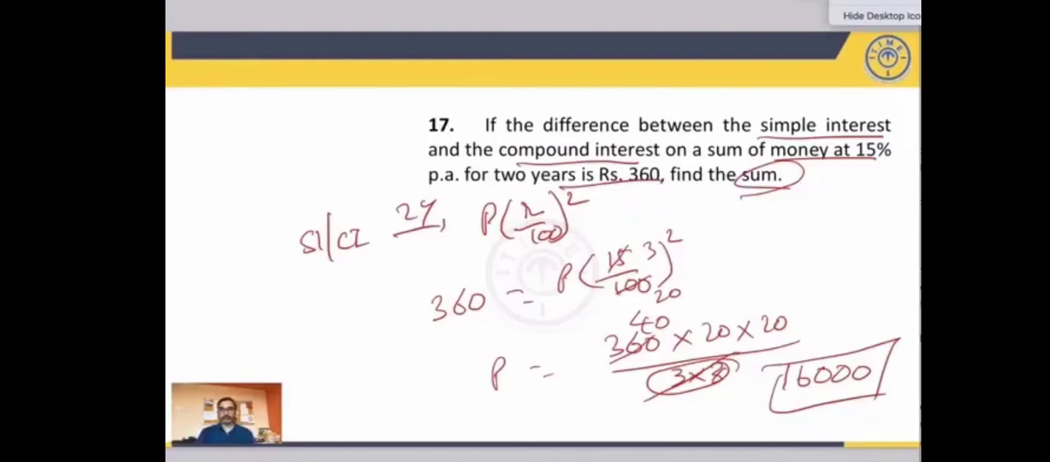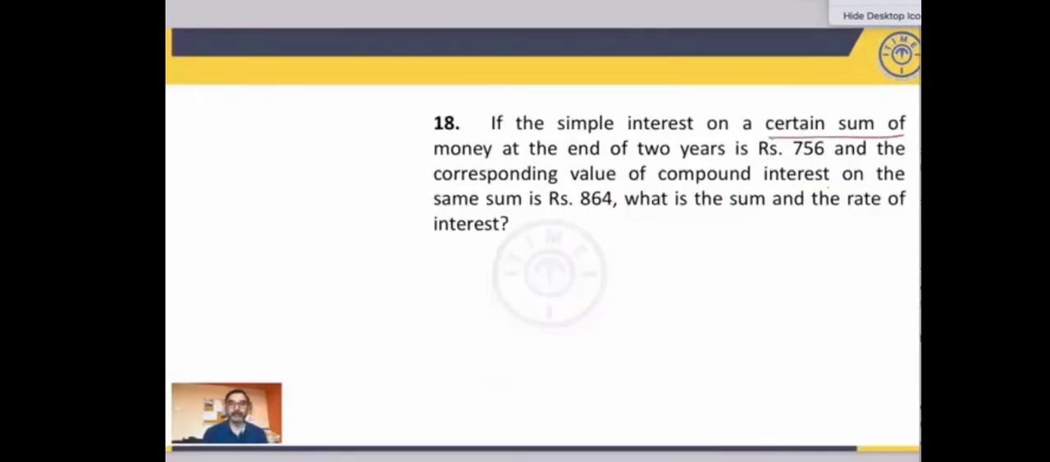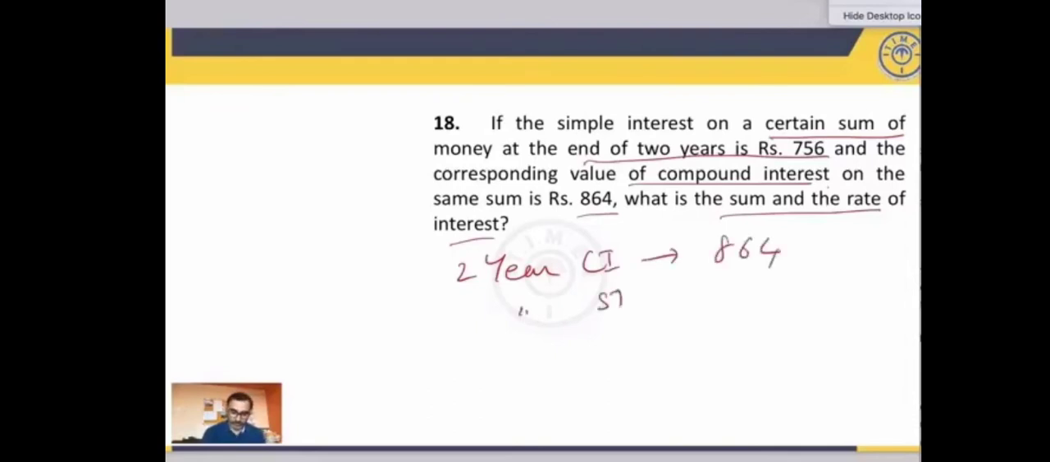Now, if the simple interest on a certain sum of money at the end of 2 years is 756 and the corresponding value of compound interest is 864, he is asking us to find the sum and the rate of interest. Now let us see how to solve the problem. For 2 years, compound interest is 864 and for 2 years, simple interest is given as 756. Then the difference between these two is how much? 864 minus 756. The difference would be 108.